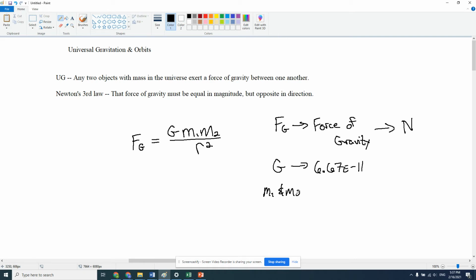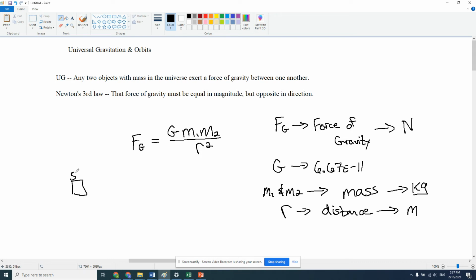M1 and M2 stand for the mass of objects 1 and 2. They have to be in kilograms. And R is the distance between the two objects, given in meters. You may be saying, why is it R instead of D? It's because this equation comes out of calculus, and in the calculus proof you end up with a radial component, and that's why we end up having an R. For purposes of this class, that really doesn't matter. Just know that R is the distance between the two. It's a real simple equation to use.